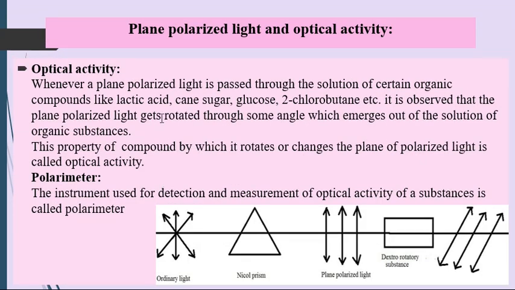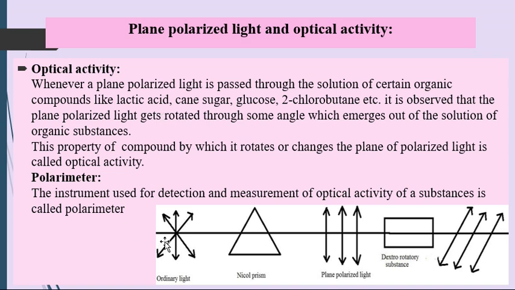Then optical activity. When plane polarized light is passed through the solution of certain organic compounds, like lactic acid, cane sugar, glucose, 2-chlorobutane, it is observed that the plane polarized light gets rotated by some angle as it emerges out of the solution. This property of a compound by which it rotates or changes the plane of polarized light is called optical activity. The instrument used for the detection and measurement of optical activity of substances is called a polarimeter.